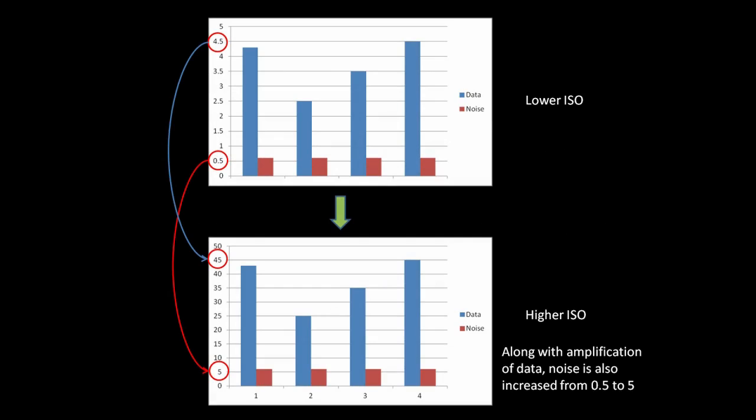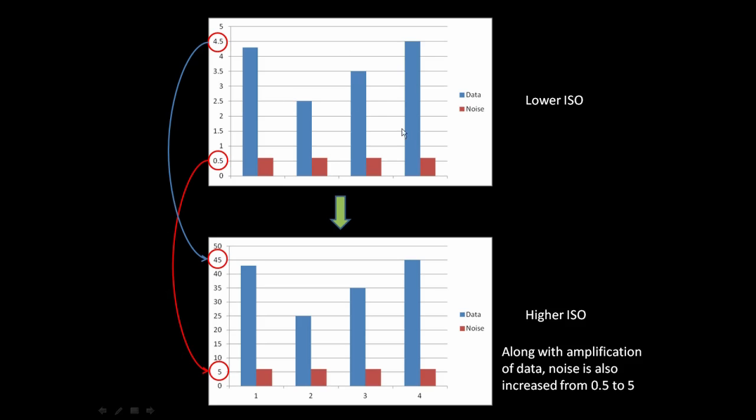This is a graphical representation of a photograph in terms of data and noise. The blue bar represents data, whereas the red bar represents noise. First graph represents a photograph that was taken in low light conditions. So the highest value of data here is 4.5, whereas let's say the noise was constant at around 0.5. Now due to low light condition, you decided to bump up your ISO. So let's see what happens when you bump up your ISO.